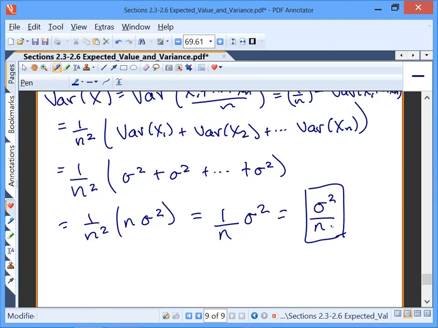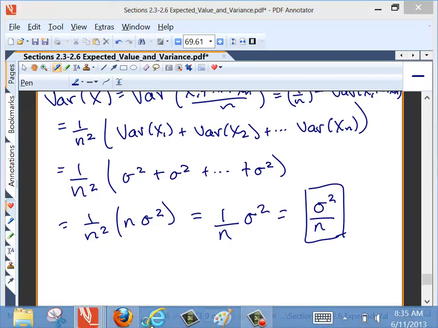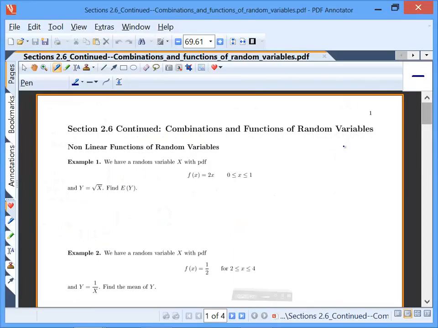So again, any questions here? This is the second part of section 2.6, combinations and functions of random variables. So far, everything we did was linear functions: I added things or multiplied them by a coefficient. Sometimes though we want to find functions of our random variables that are not linear, and the tricks that we just learned aren't going to help us with that.